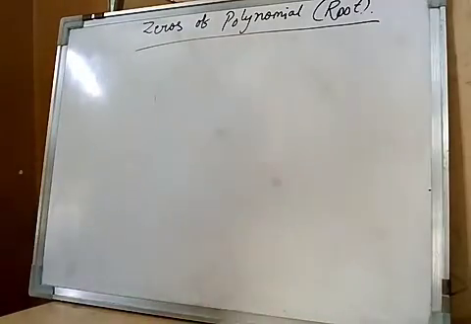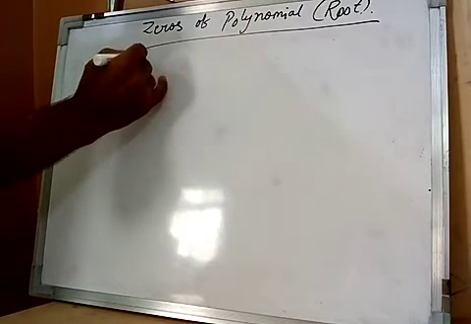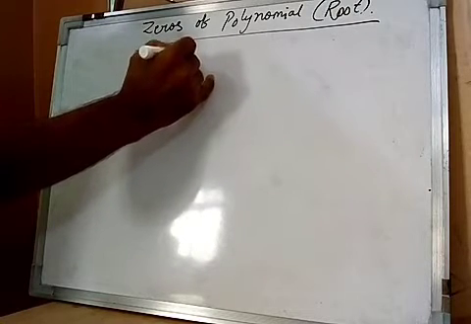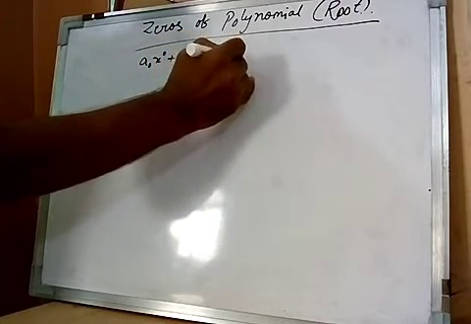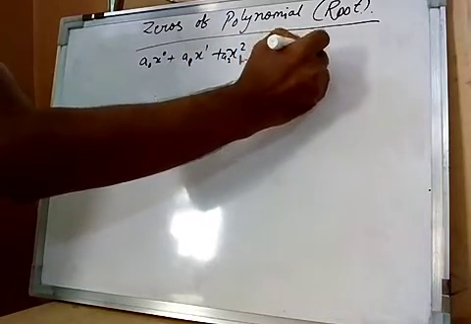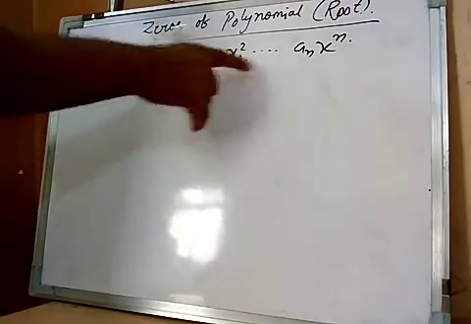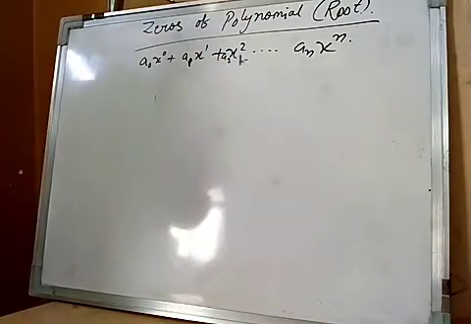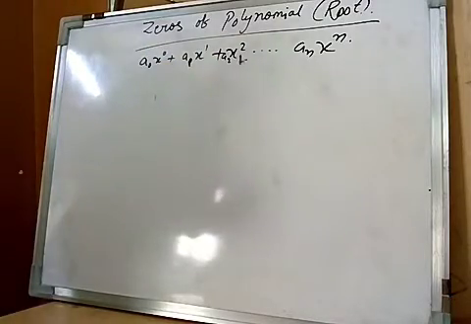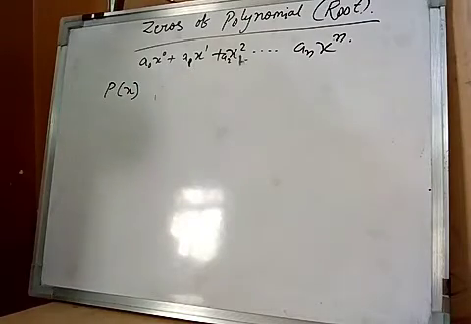Here, zeros of the polynomial. We are going to learn zeros of the polynomial. You know, a polynomial is in the form of a0 x to the power 0 plus a1 x to the power 1 plus a2 x to the power 2 dot dot dot plus an x to the power n. So here a0, a1, a2 up to an are the coefficients or constant terms, and x is the variable. So here we can write polynomial p of x.